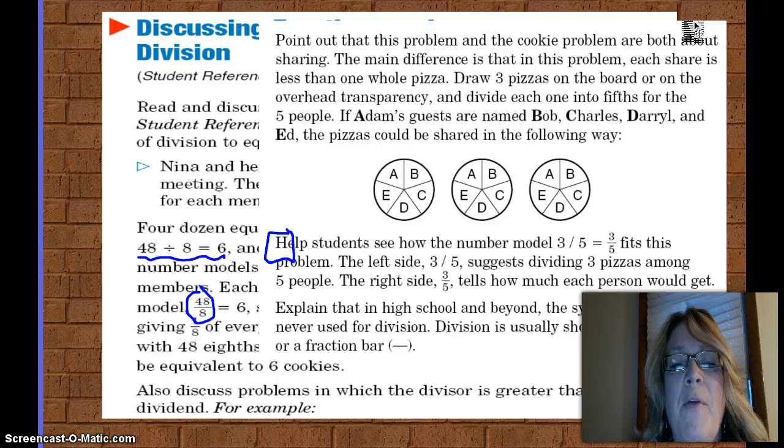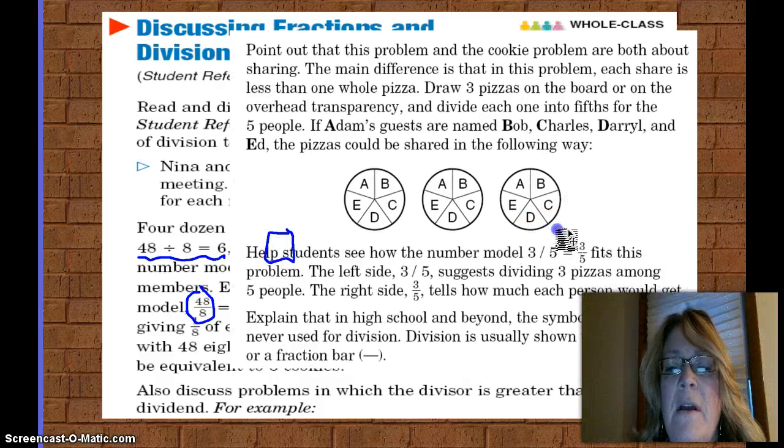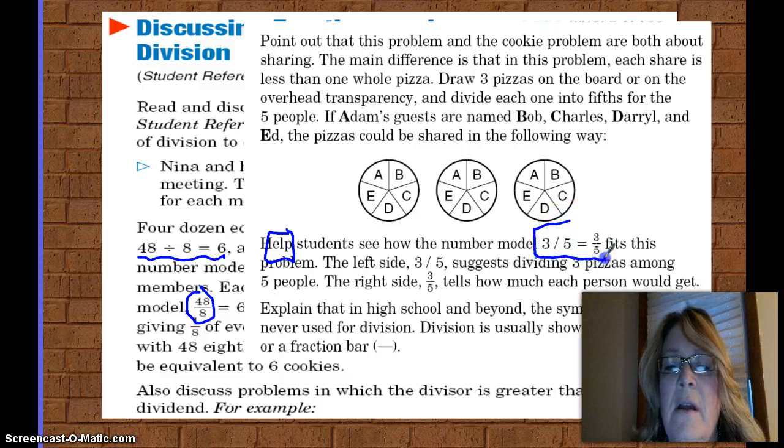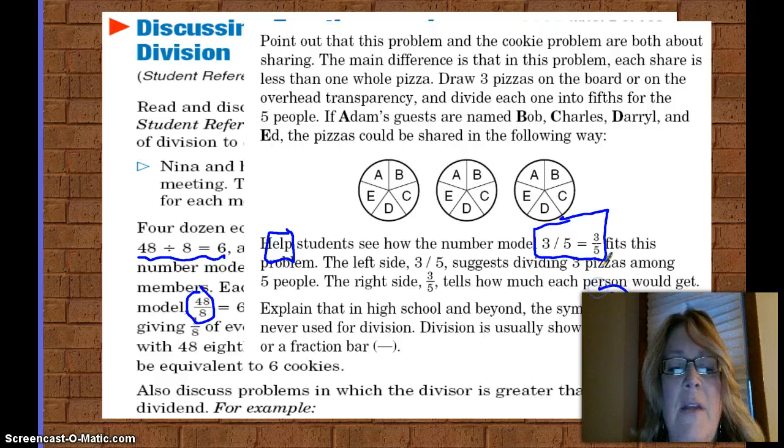The pizza problem and the cookie problem are both about sharing. The main difference is that in this problem, each share is less than 1 whole pizza. So you see 3 pizzas drawn below. If the guests are Bob, Charles, Daryl, and Ed, along with Adam, the pizzas could be shared in the following way. Each pizza could be divided into fifths. See how the number model 3 divided by 5 equals 3/5? It's just written slightly differently. The left side suggests dividing 3 pizzas among 5 people. The right side, 3/5, tells how much each person would get. In high school and beyond, this symbol is almost never used for division. Division is usually shown with a slash, or as a fraction bar.